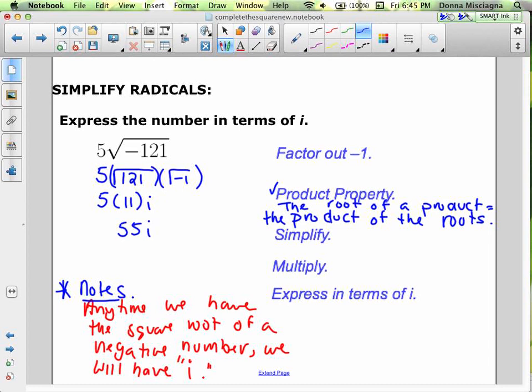So in your notes, add any time we have the square root of a negative number, we will have i. Okay? So you see a negative number, and you're taking the square root of it, think i.